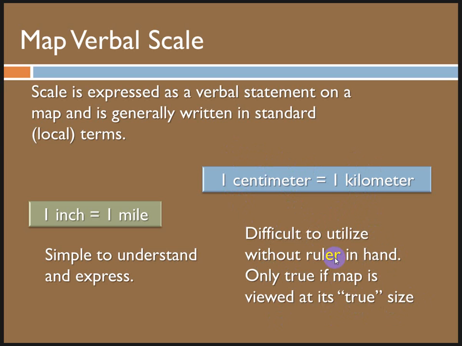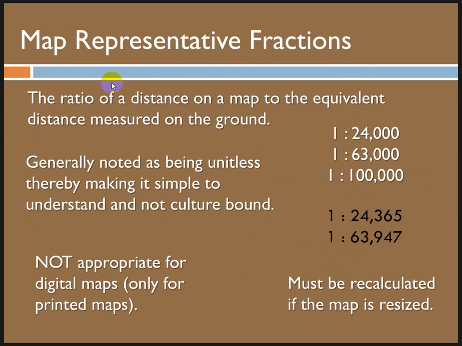Without a ruler, it's really hard to measure actual distances. Representative fractions are unitless, so 1 unit on the map equals 24,000 units on the ground. Like I said, the USGS uses this kind of fraction a lot. They really only work for printed maps, and they're not appropriate for digital maps. So for our maps, I really would prefer if you don't use them.